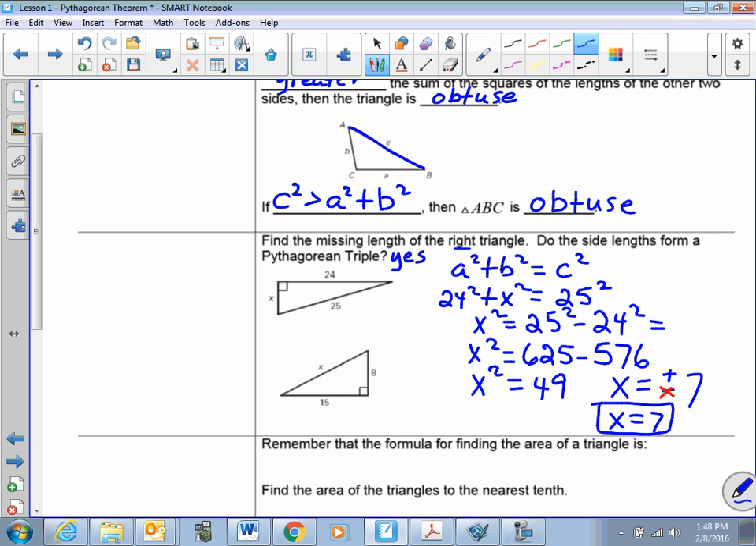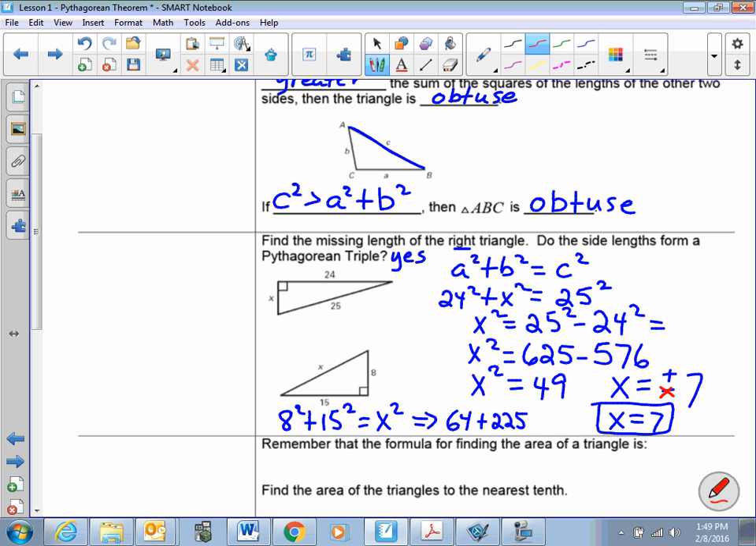So let's look at this one. All right, we got 8 squared plus x squared. Whoops, sorry about that. X squared is the hypotenuse. So does 8 squared plus 15 squared equal x squared? We'll see if it's a triple. So let's see what we got here. We got 64 plus 225.